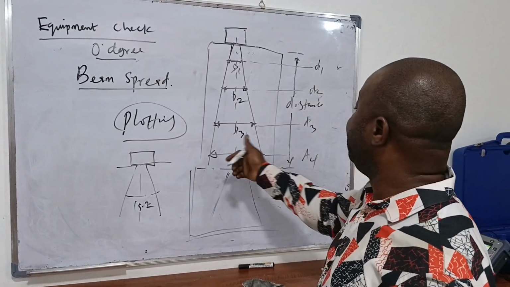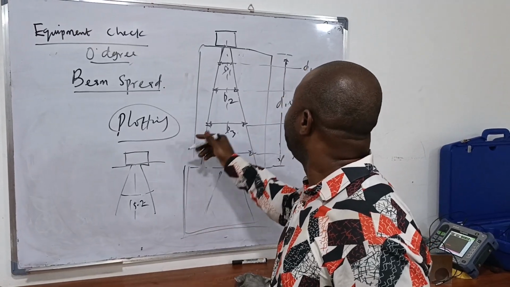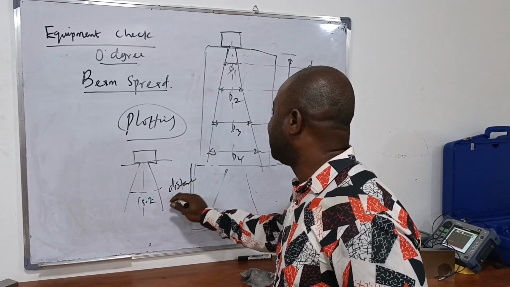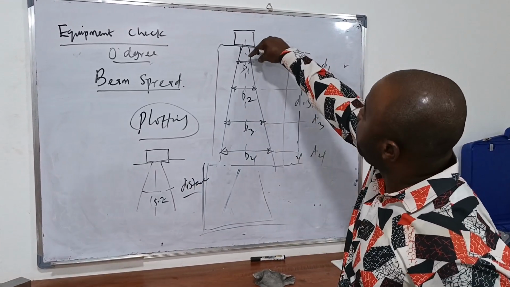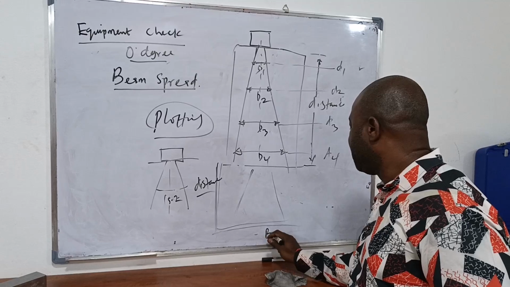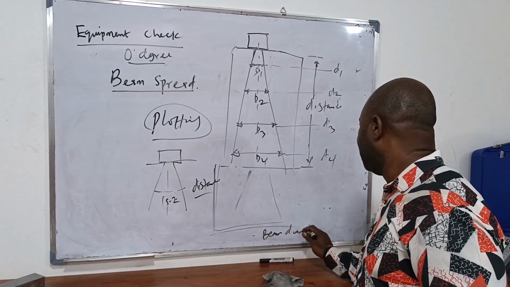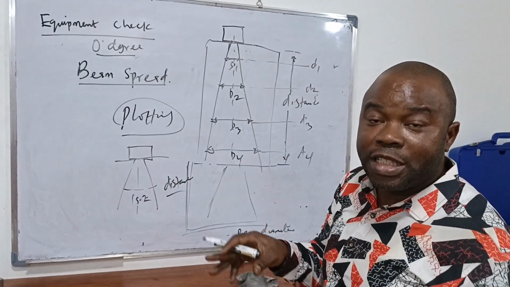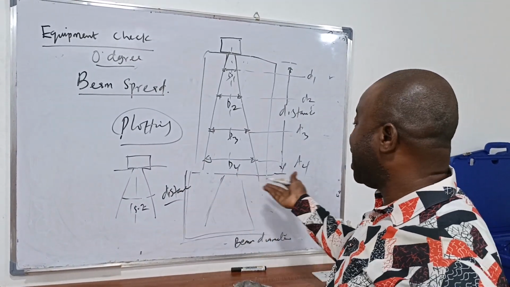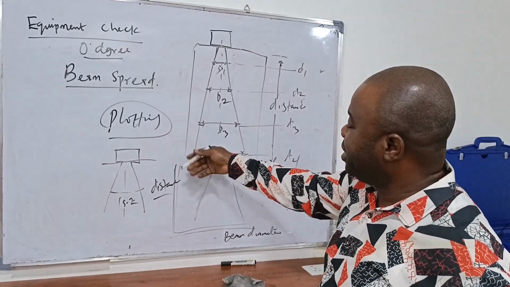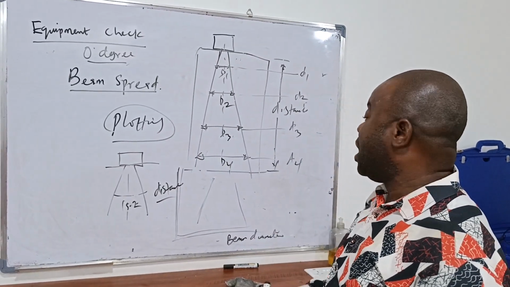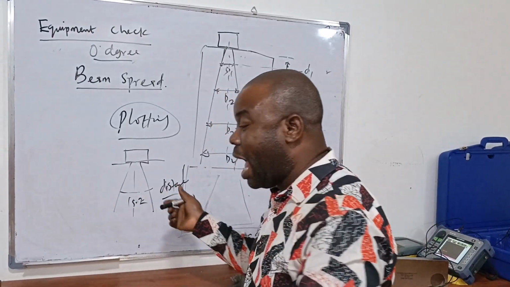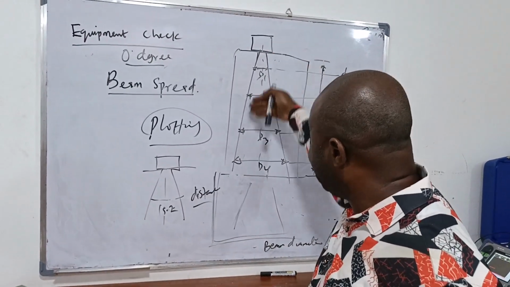What will be on the vertical axis? It will be my distance or thickness. Here, it will be my beam diameter. If I get this value and I plot it on a graph sheet or electronically, you can use any of these UT software packages or even Excel to plot it, or physically get a graph sheet and plot it. You will get the physical beam spread.